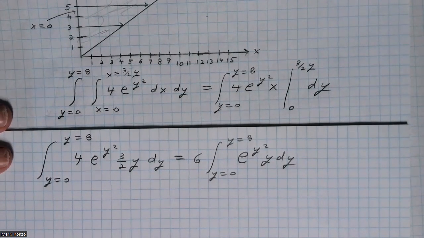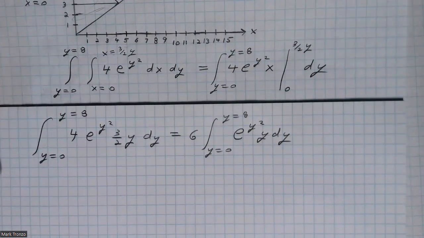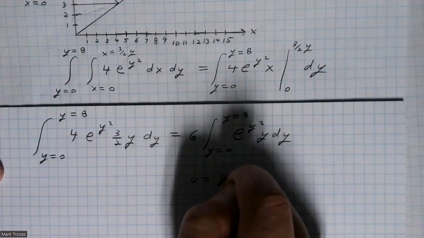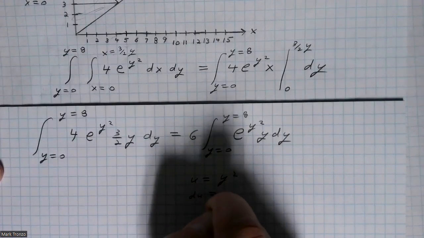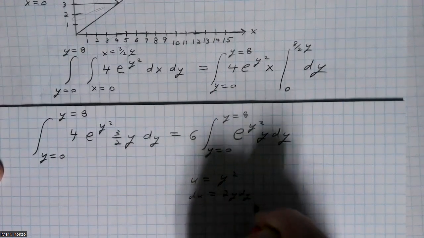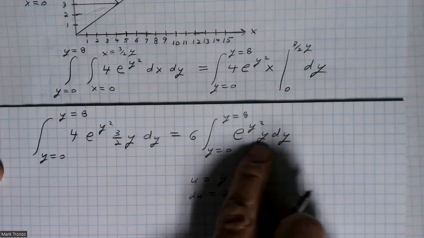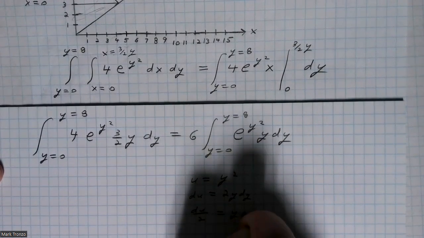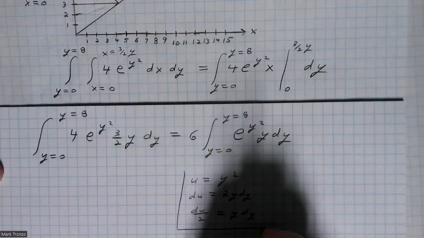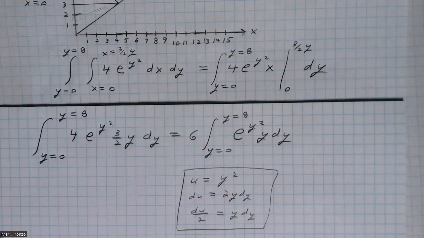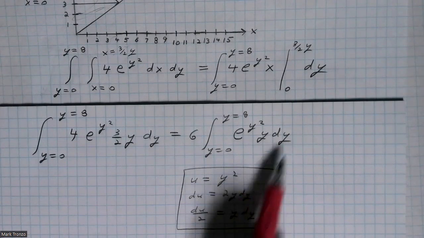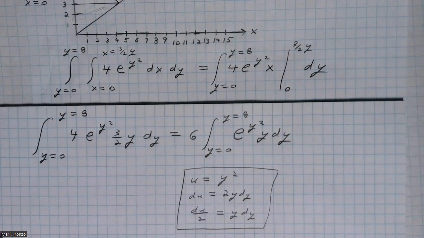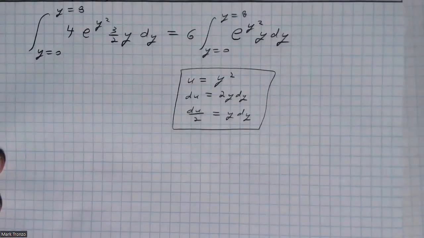Now the integral is much easier to handle. We can just use u substitution. Let u equal y squared. Then du is equal to 2y dy. Finally, write this as du over 2 equals y dy. So for y dy, we can put du over 2, and for y squared, we can just put u. Let's do that substitution.